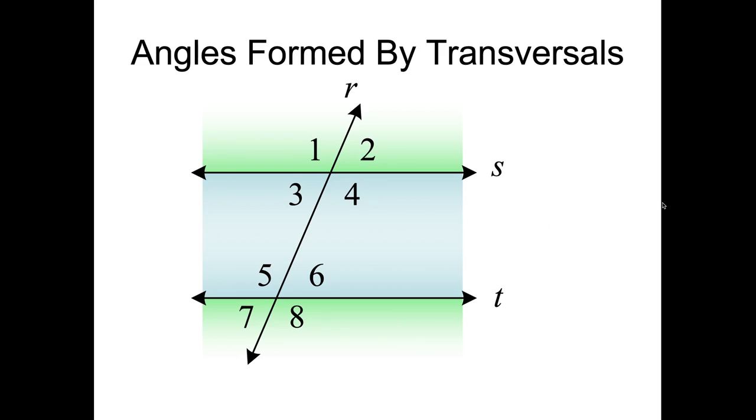Okay, so we have the same picture. Remember, R is the transversal. So angles 3 and 6 are alternate interior angles. They're interior because they're between S and T, which are the lines that the transversal intersects. So it's between those. It's on the inside of them. The alternate part comes because it's on opposite sides of the transversal. So in this picture, 3 is on the left of the transversal and 6 is on the right of the transversal.